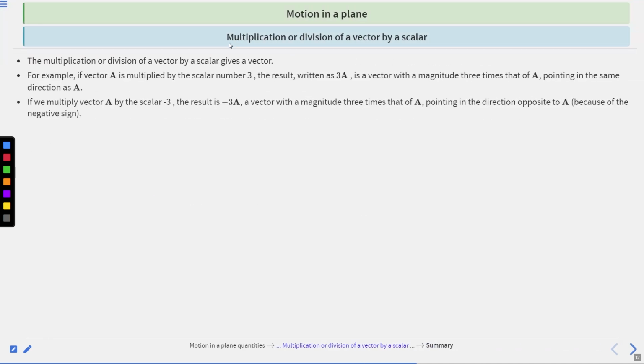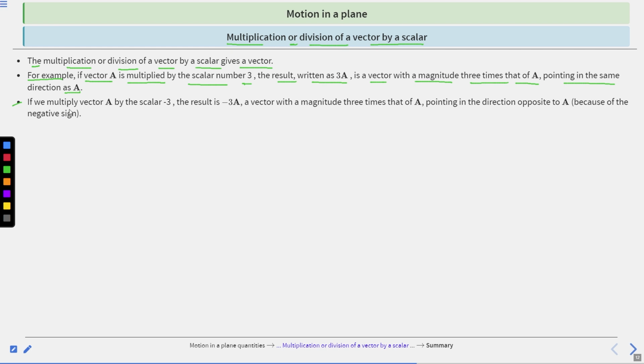Next is multiplication or division of a vector by a scalar. The multiplication or division of a vector by a scalar gives a vector. For example, if a vector A is multiplied by the scalar number 3, the result, written as 3A, is a vector with magnitude 3 times that of A vector, pointing in the same direction as A. So this is a simple multiplication of a vector with a scalar.